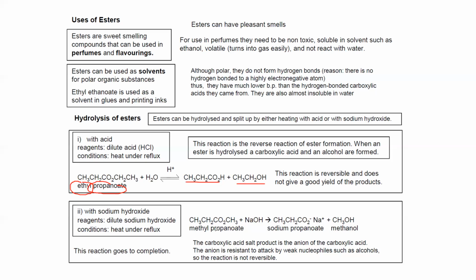The reason for that: when we do base hydrolysis, methyl propanoate decomposes into methanol plus propanoic acid. But the propanoic acid which is formed reacts with sodium hydroxide to form sodium propanoate. So the reaction cannot be reversed; it goes to completion. So if you want to hydrolyze an ester, we use base or alkali hydrolysis, which is irreversible. If acid hydrolysis is done, it is reversible, which reduces the yield.